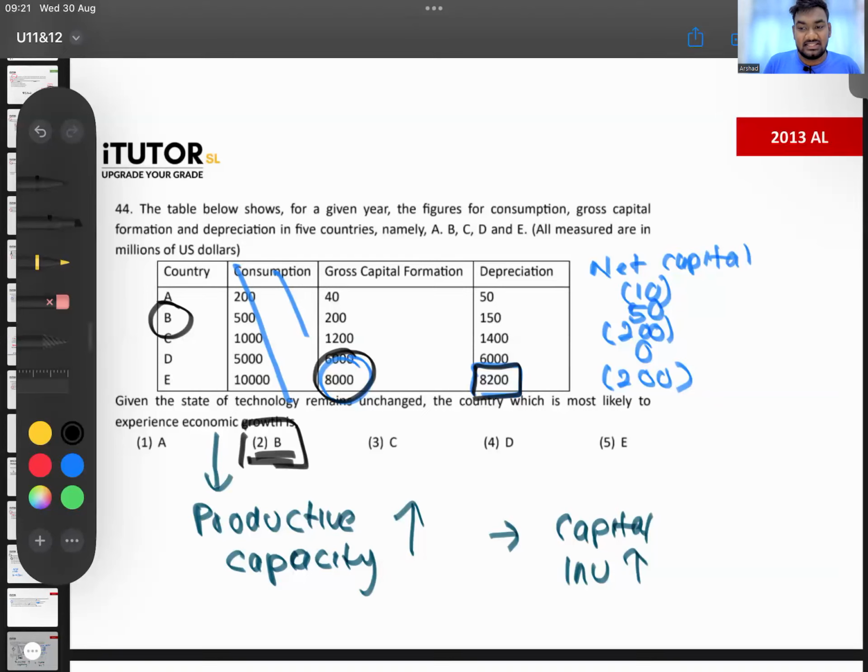Yes, potential capacity is practically measured with the GDP.